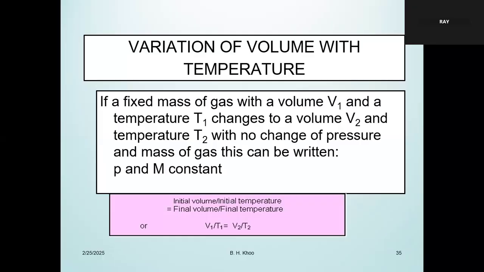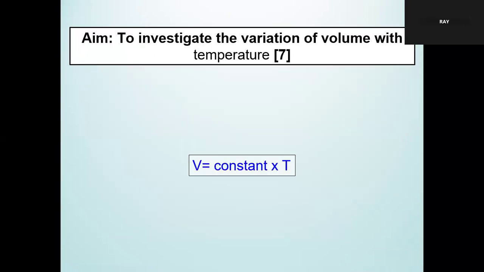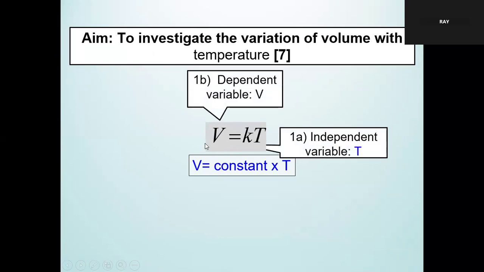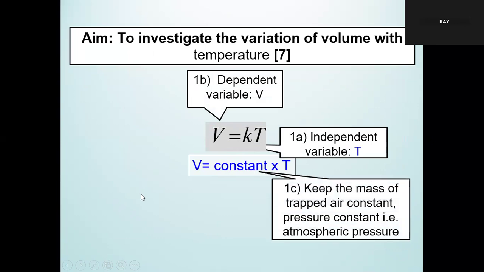Let me know if I'm going too fast, because these are all your SPM work. No point going too slow. Yeah. Summarize that. If you are asked in paper 5, volume equals a constant K times T. Identify independent variable, dependent variable. Right? What to keep constant?